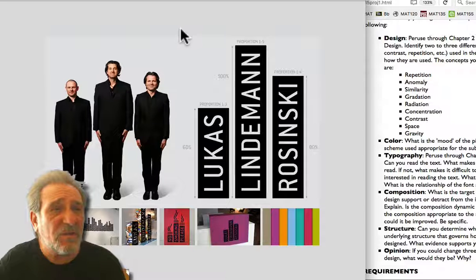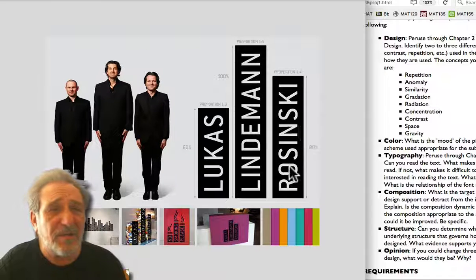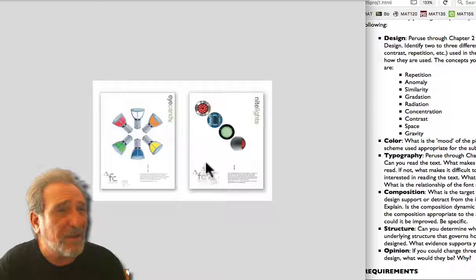The composition, while it seems to be centered, has a very dynamic feel because of the strong base right in here and then the more organic shape up here. So it definitely has a sense of dynamic composition. Anything else? So that takes care of that one a little bit.